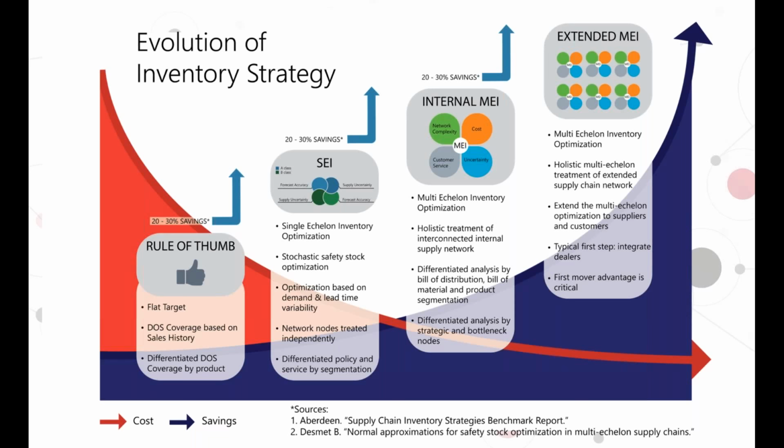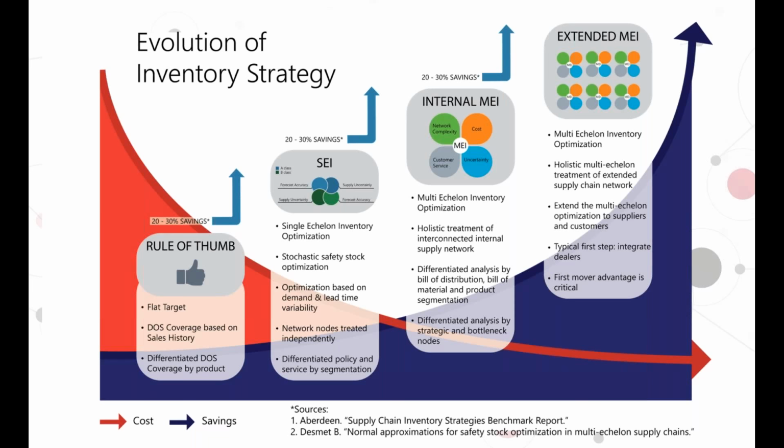If you take that to the next level and do multi-echelon inventory optimization, which is something we'll look at next, there's a 20 to 30% savings. If you are so lucky that you can actually work with your suppliers as well as your customers and do the extended MEI that stretches across these organizations, well, guess what? You can have another 20 to 30% savings.